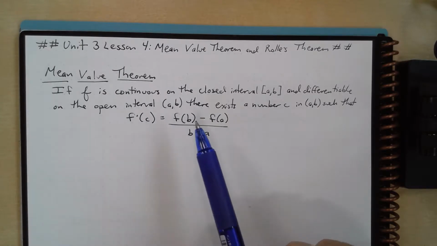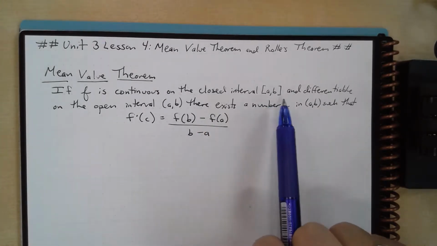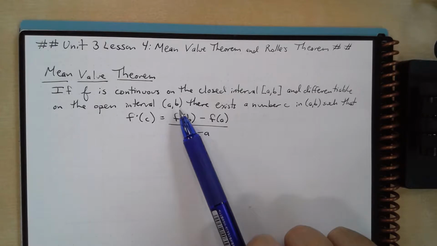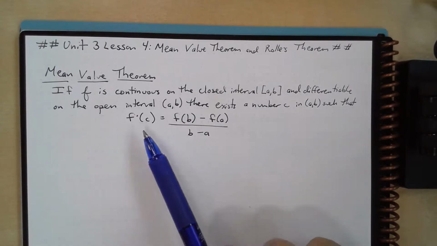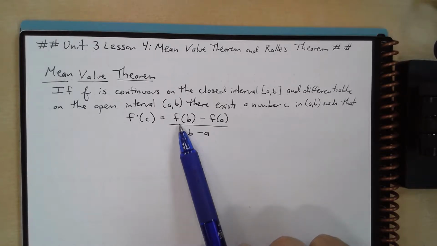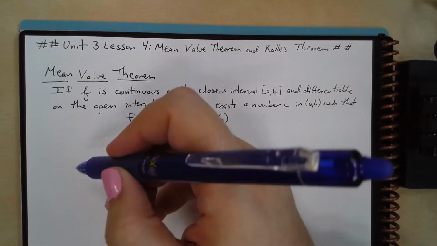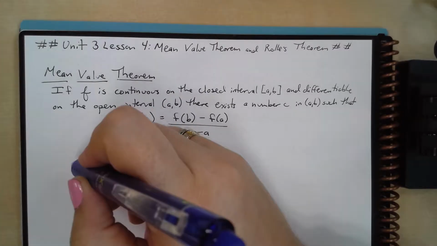If f is continuous on the closed interval a to b and differentiable on the open interval a to b, then there exists a number c in (a, b) such that f prime of c is equal to f of b minus f of a over b minus a. All right, well, what does that really mean?